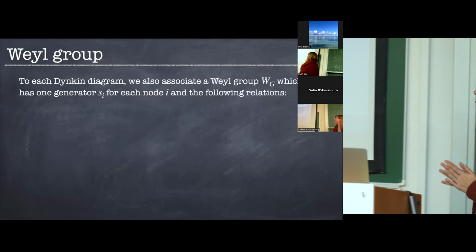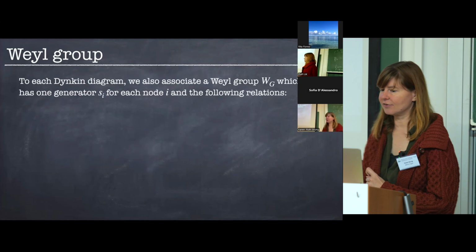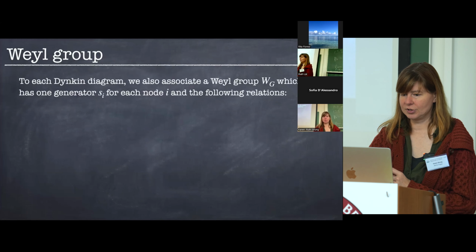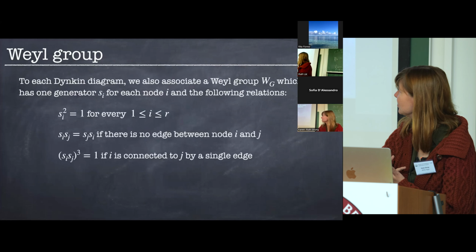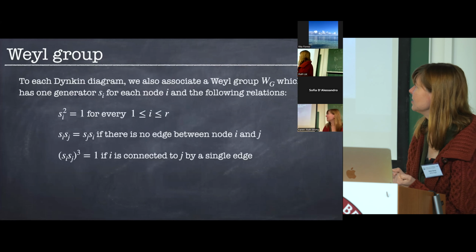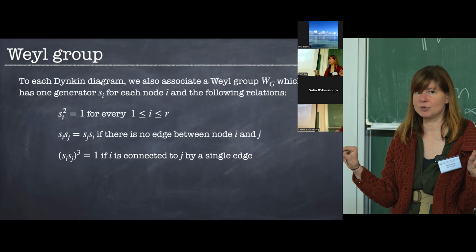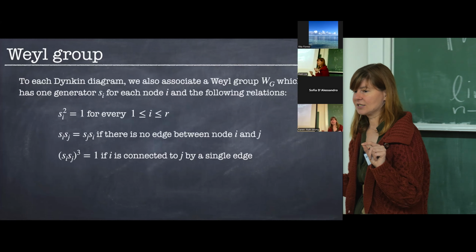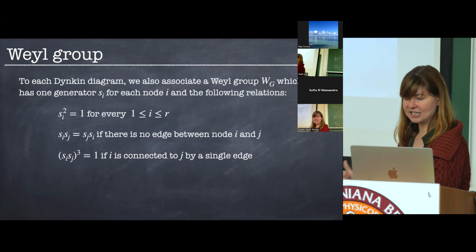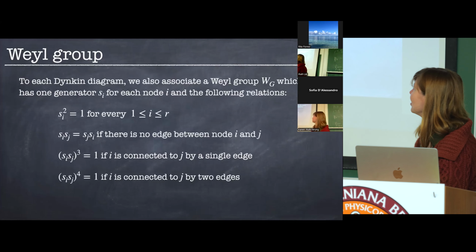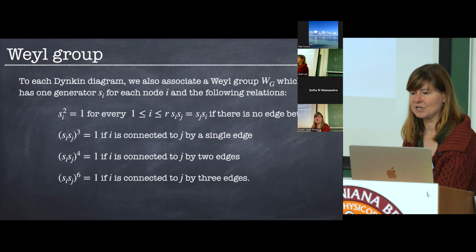We have another way of constructing these C star algebras. So to each Dynkin diagram, we can, of course, also associate the Weyl group. This is just going to have one generator s_i, subject to the following relations. So every s_i squares to 1. s_i and s_j are going to commute if there's no edge between the nodes. And (s_i s_j) cubed is going to be 1 if there's a single edge, to the 4 is equal to 1 if it's connected by 2 edges, and to the 6 if it's connected by 3 edges.